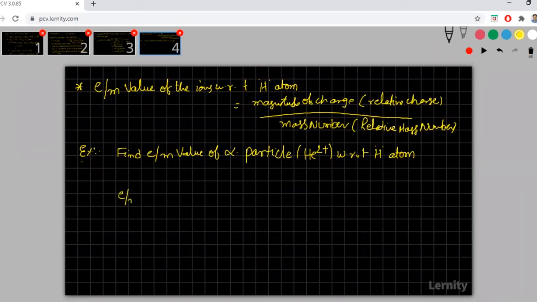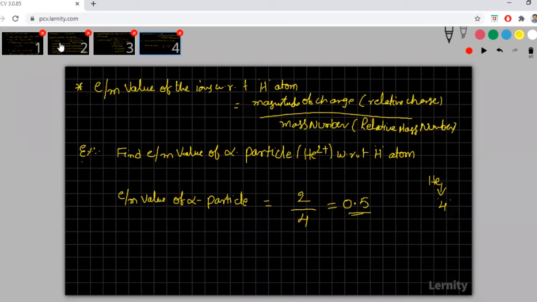So e by m value of alpha particle is equal to the charge present on this alpha particle, which is 2, divided by the atomic weight or mass number of helium, which is 4. So 2 by 4, and this value is 0.5. Helium's mass number is 4. If you have any doubt, you ask me in this model. Do you understand the topic? This is the e by m topic.